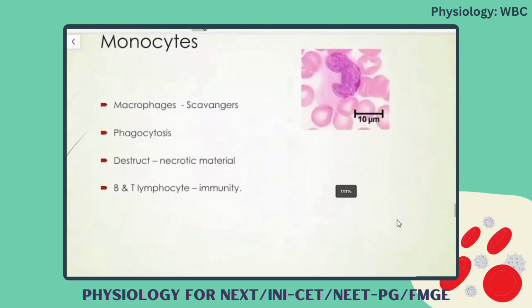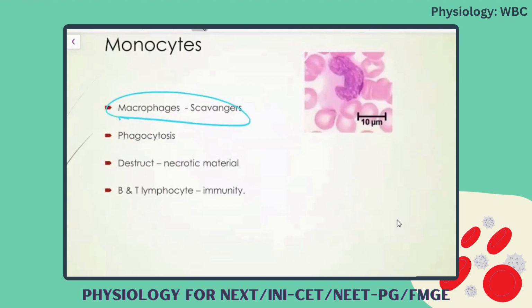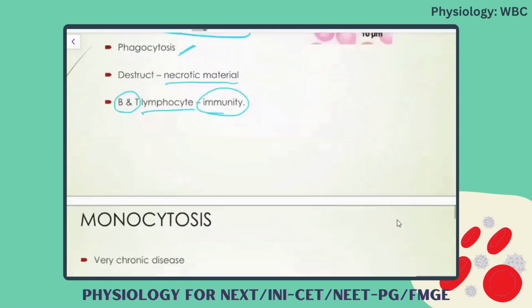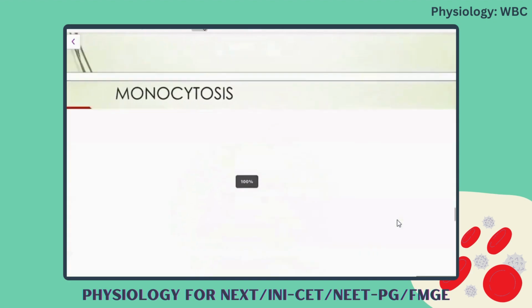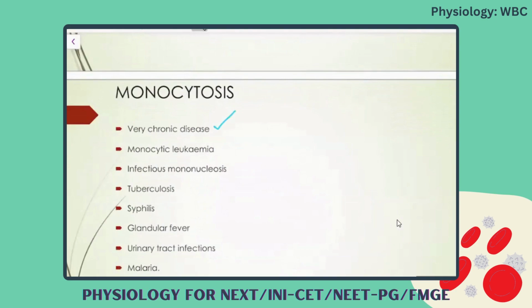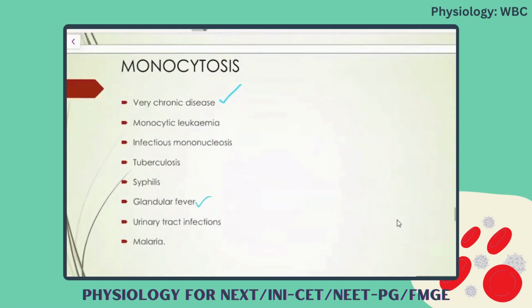And then monocytes, they are the macrophagic scavengers. Okay. It is having the major role in the phagocytosis process, and it also destroys the necrotic materials after the cell is dead. And among the monocytes, the B and T lymphocytes having the major role in the immune functions. Monocytosis in very, very chronic conditions, and in case of glandular fever and in case of malaria, you will see specifically the increase of monocyte count.